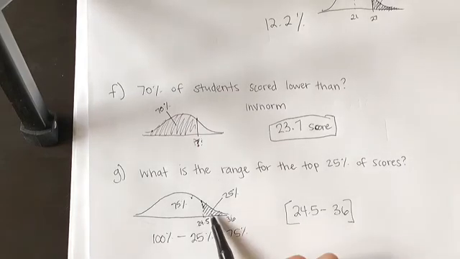So just be careful when you're putting in the inverse norm, knowing that it calculates the left half of your curve, not the right half. So you have to think of it a little bit backwards there.